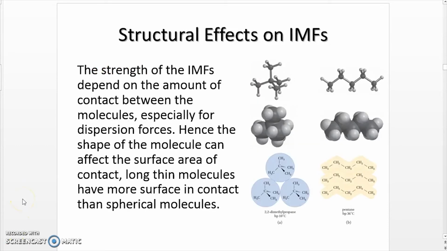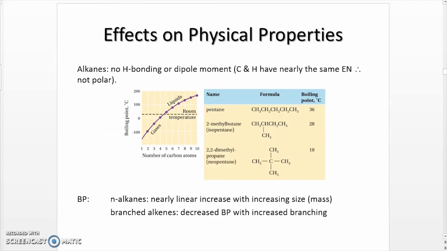The influence of structural effects on intermolecular forces are presented in the next few slides. You can see here that 2,2-dimethylpropane has a boiling point of 10 degrees, while pentane, or n-pentane, a linear chain, has a boiling point of 36. This is due to the proximity or the packing of the molecules next to each other. And now we can see that alkanes, because they're just carbon and hydrogen, the boiling point is going to increase with increasing size.